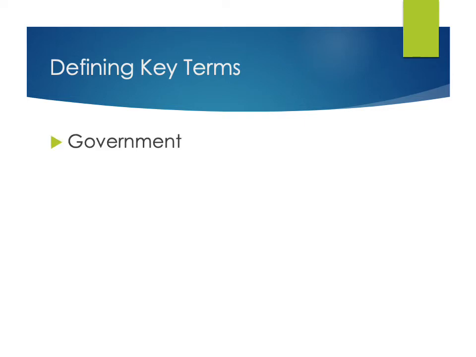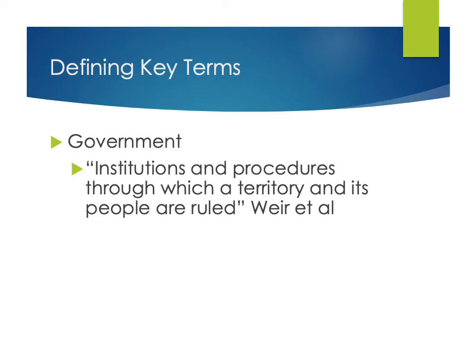All right, so what is government? Well, when we talk about government, we're talking about institutions, okay? And so government are the institutions and the procedures through which a territory and its people are ruled. And that comes from the American government textbook I use, We the People. So when you're talking about government, you're actually talking about the institutions that rule over us.